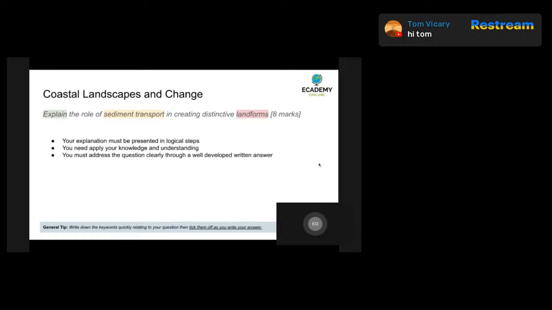So, explain the role of sediment transport in creating distinct landforms. It's a pretty straightforward question as long as you understand the landforms involved and you know what the processes are. And the only way that you're going to do that is by making sure that you revise those particular key points. Go back to the beginning of this video and look at the table, maybe make your own notes. You can do it on your computer or you can write it out by hand, whichever you prefer.